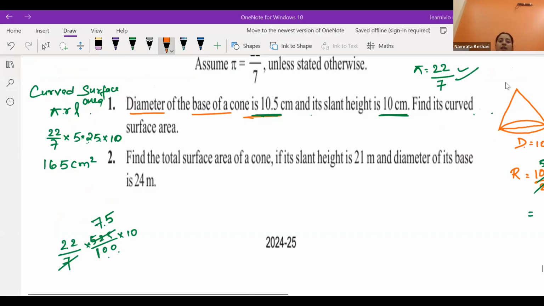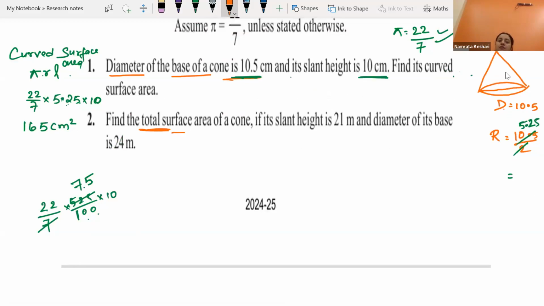Let's do the next one. Find the total surface area of a cone. We have to find the total surface area. If again the slant height is given, so great. The total surface area formula, now only I have written it, is pi r l plus pi r square. Please find the total surface area. Slant height is given as 21. Diameter of the base is given as 24. Diameter is given, not the radius. So please find the total surface area.